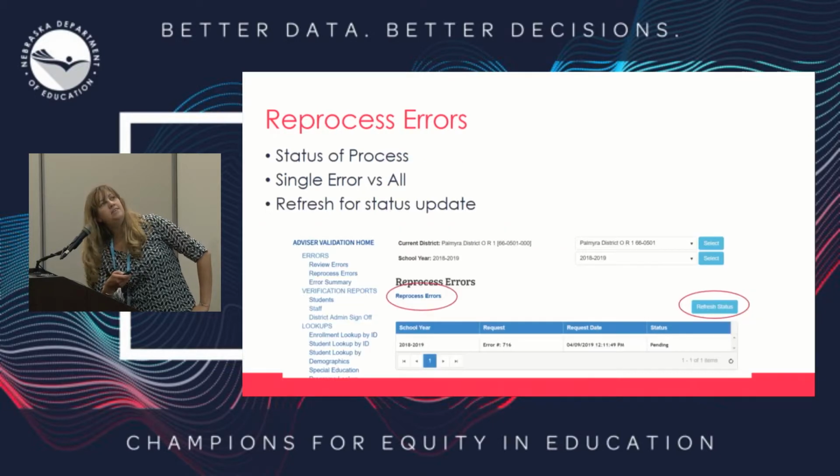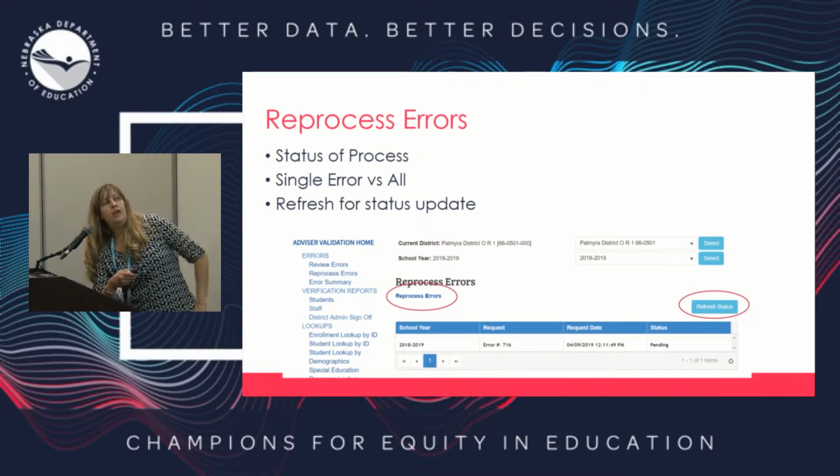Now, that's going to take you to the reprocess errors section right here. And it's going to list the errors that you're reprocessing. So right here it says one error reprocessing. Here's my status. You can hit this refresh button and it'll update as it goes. It does take a little bit of time.